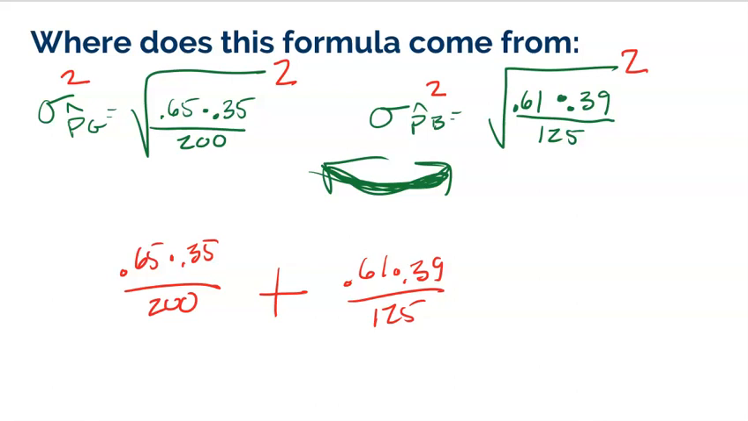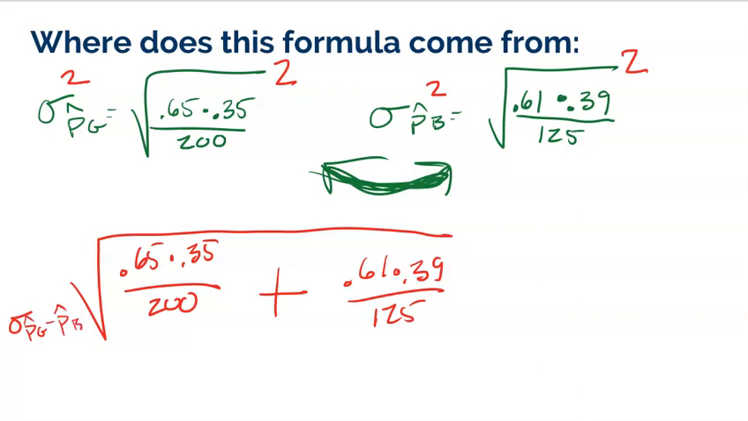So now that I'm adding the variance for the girls and the variance for the boys, I need a giant square root around all that to get the standard deviation for the difference. So again, this is the standard deviation for the difference between a sample of girls and a sample of boys.